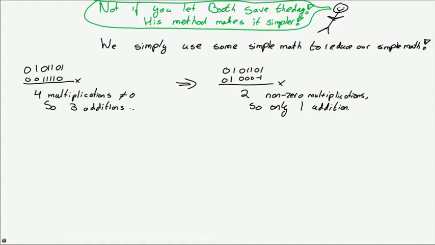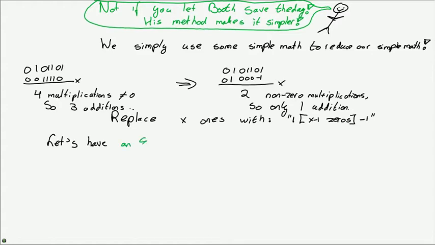So what we in general do is we replace a sequence of x 1s with a 1, then x minus 1 zeros, followed by a minus 1. And let's take a look at how that works. So let's take our example we had just now, and let's do that little trick where we change a sequence of 4 1s to a sequence of 1 followed by 3 zeros followed by a minus 1.